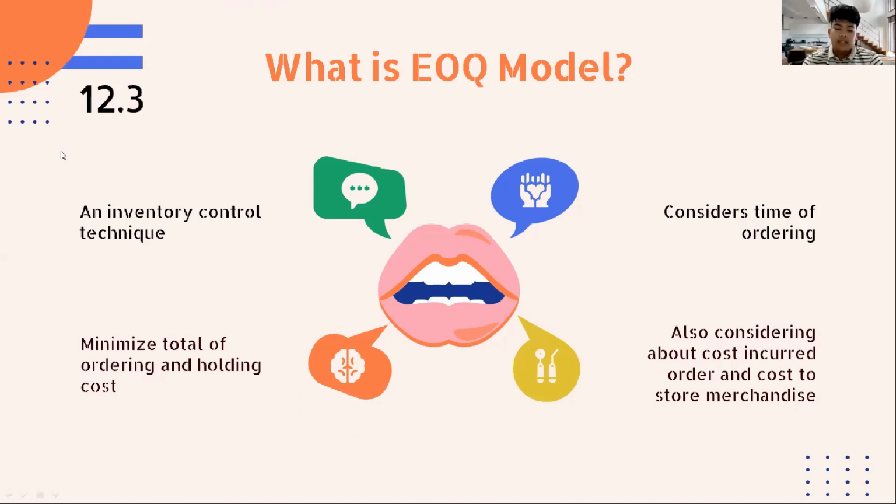First, demand for an item is known, reasonably constant, and independent of other items. Second, lead time, the time between the placement and receipt of the order, is known and consistent. Third, receipt of inventory is instantaneous and complete. In other words, the inventory from an order arrives in one batch at one time. Next slide, please.